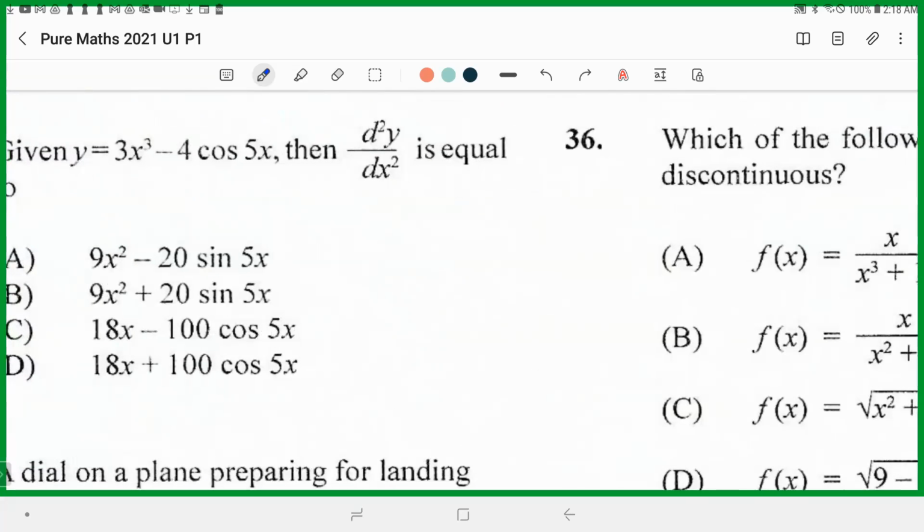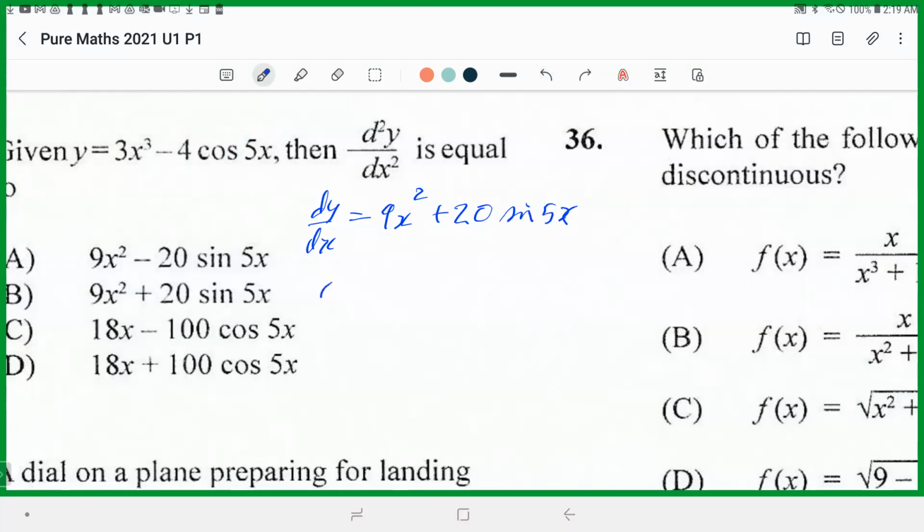So firstly, dy by dx is going to be, differentiate this, I'm going to get 9x squared. Differentiate this now. First I have to differentiate the 5x. Then I know that when I differentiate the cos, it's going to become negative, so this becomes a plus. And then the 5 times, of course, 20. And then the differential of cos 5x is actually sine 5x. I put the negative already. That's what I have first.